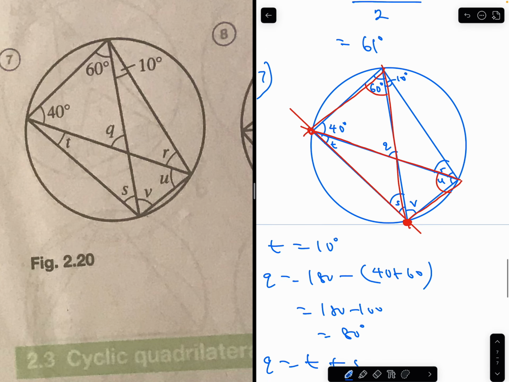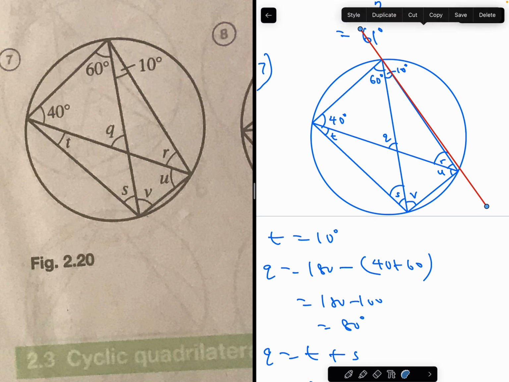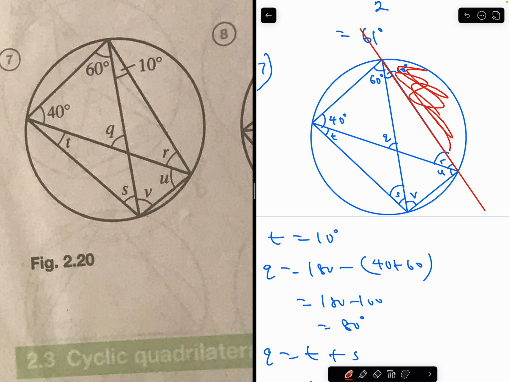What else? We need angle V. I can also see easily that angle V is equal to... let me clean that. Angle V, we can see that this is a chord. If you look at this chord, you'd see that it divides the circle into two segments, a minor segment and a major segment. This is the major segment and this is the minor segment.